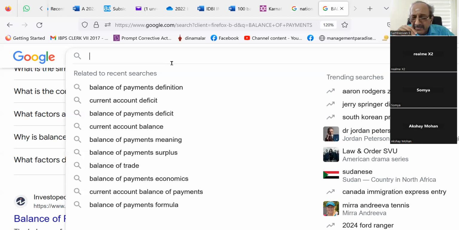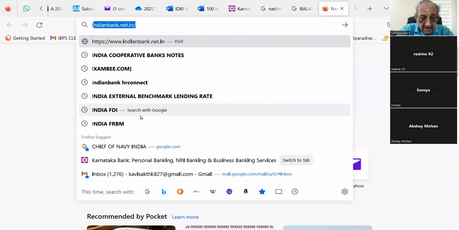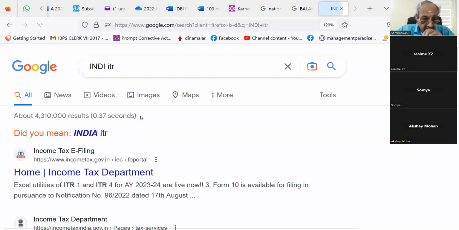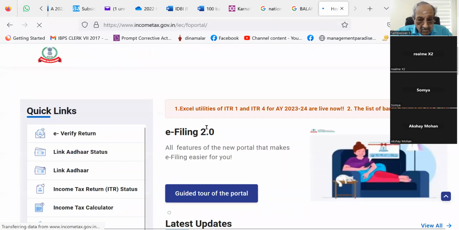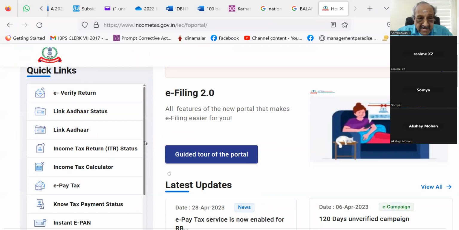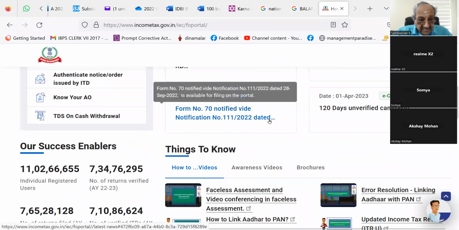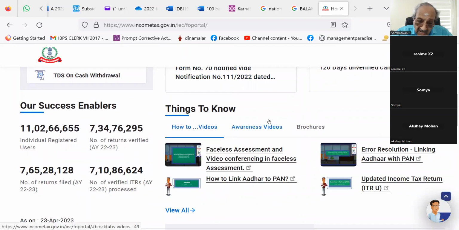No, sir, what is ITR, sir? Can you give a little elaboration on that? Income tax return India, ITR. ITRs or e-filing, that is electronic filing, ITR services. Using this, we can file our income tax online.